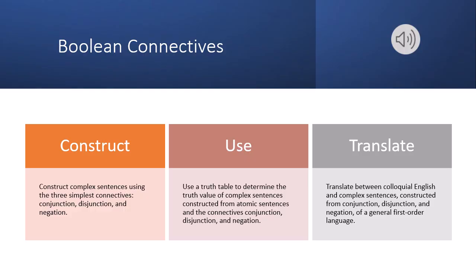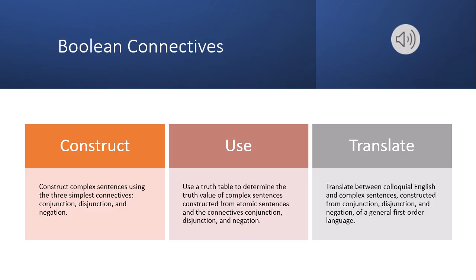Our main learning objectives for this particular module are to first construct complex sentences using the three simplest connectives. We'll introduce the notion of conjunction, disjunction, and negation. Then we'll start the process of using truth tables to determine the truth value of complex sentences that have been constructed from these connectives and the various atomic sentences. I say we'll start that process because in our next module, we'll talk in detail about truth tables. And here we'll mainly be introducing them.